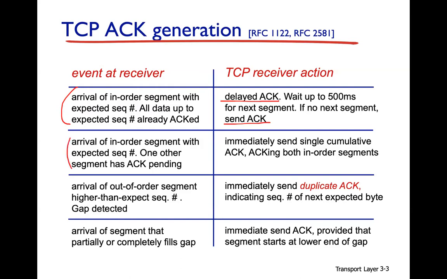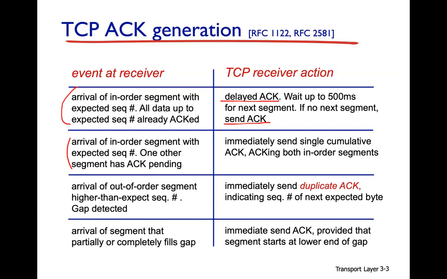Okay, so the next one, if we receive an in-order segment with the expected sequence number, and one other segment has an ACK pending, then I will send a cumulative ACK. So if every time I get the segments correctly and with the expected sequence number, it will reduce the number of ACKs to half, right?